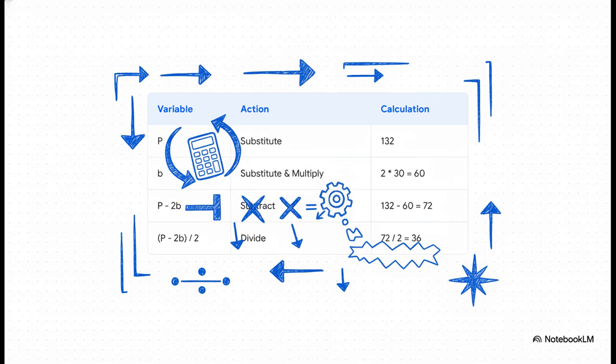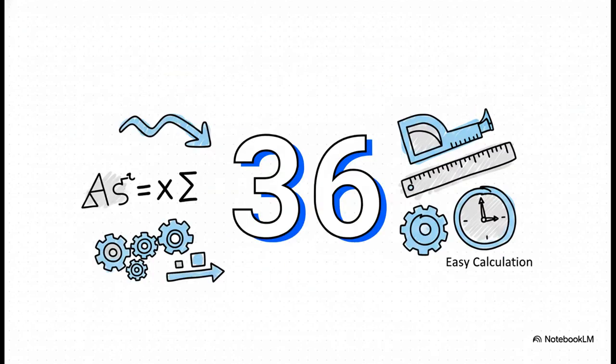We pop 132 in for P. We put 30 in for B and multiply that by 2, which is 60. Then we just do the subtraction. 132 minus 60 leaves us with 72. And the last step, divide that by 2. And bam, there's our answer. The length is 36.